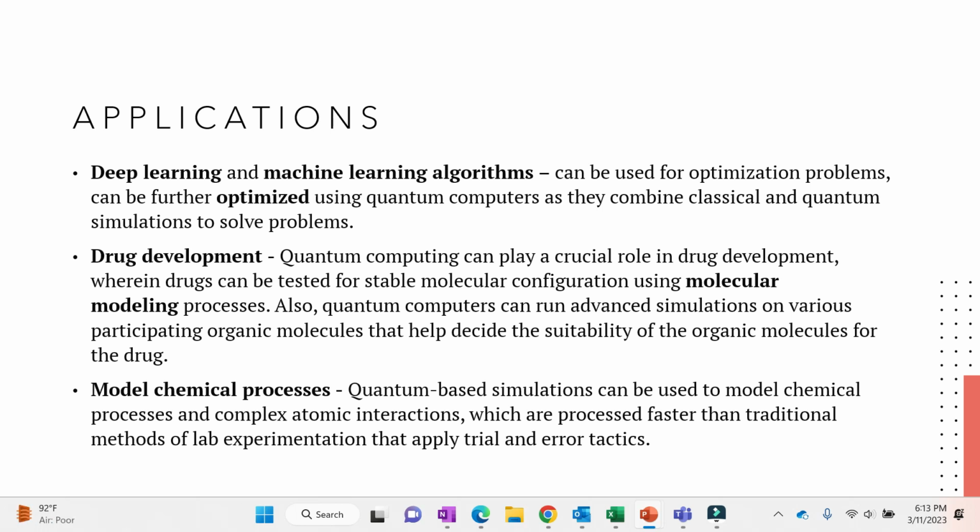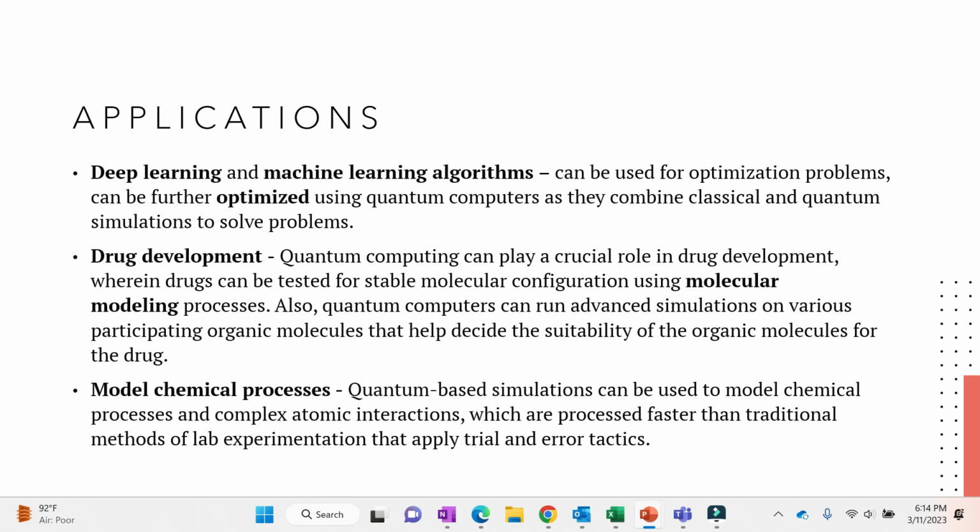Quantum computing is crucial in drug development, because for testing any kind of molecular configuration using a molecular modeling process where the electrons are moving at a speed where they can have multiple states, it is easier to model them using quantum computing. So it speeds up the drug development process and makes it much better to assess the molecular configuration. It can run advanced simulations on various organic molecules. So that way it helps in drug development.